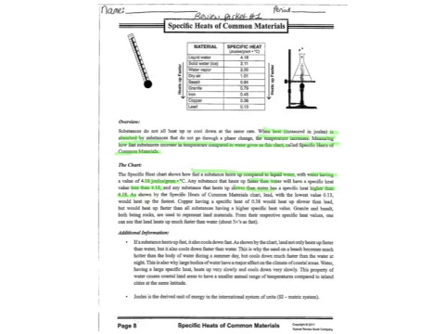As shown by the specific heats of common materials chart, lead with the lowest specific heat of 0.13 would heat up the fastest. Copper, having a specific heat of 0.38, would heat up slower than lead, but would heat up faster than all substances having a higher specific heat.